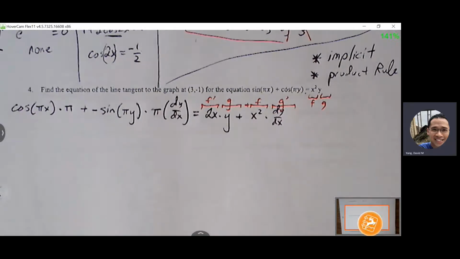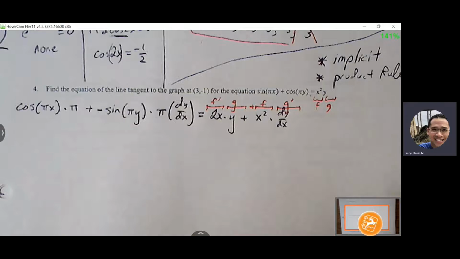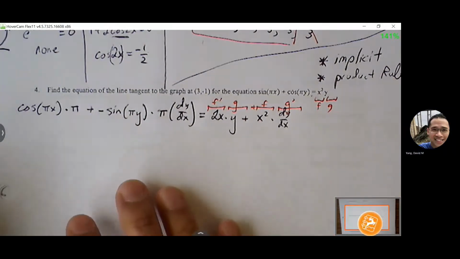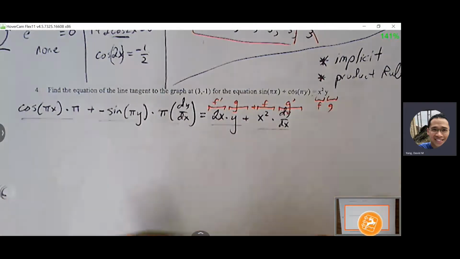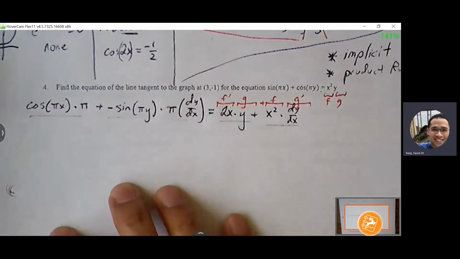I'm going to rearrange this, try to get dy dx by itself, and then I'm going to work in my ordered pair to get to my slope. So I have 4 terms here, right? Yeah, so this is 1 term, 2nd term, 3rd term, 4th term. I want my 2 dy dx terms together so that I can factor out a dy dx.